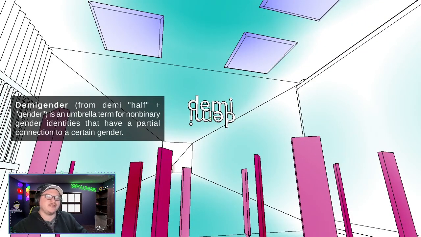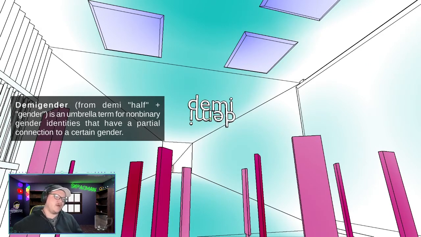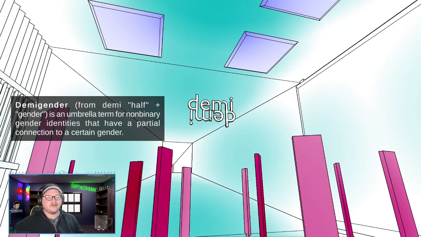Demi-gender, not demisexual, demi-gender, half-gender, is an umbrella term for non-binary gender identities that have a partial connection to a certain gender. So, if they're non-binary or gender fluid or something, but they regularly and consistently identify as one of the regular binaries, then you would go femme demi-gender or masculine demi-gender. So, like Layla said in chat here, I have a gender fluid cousin who mostly identifies as female. That would be femme demi-gender.